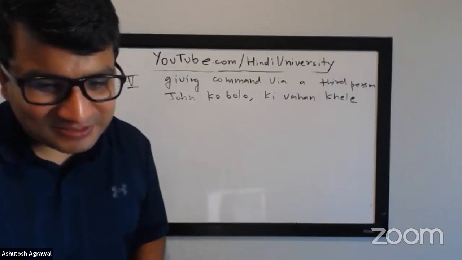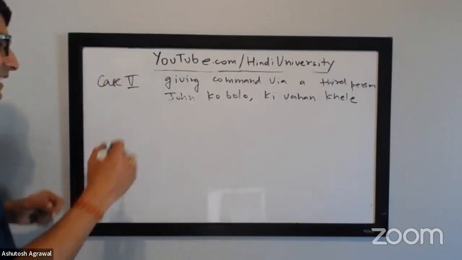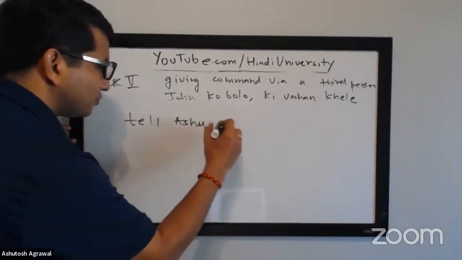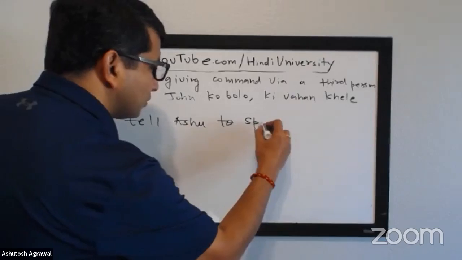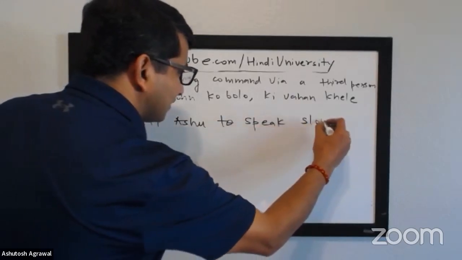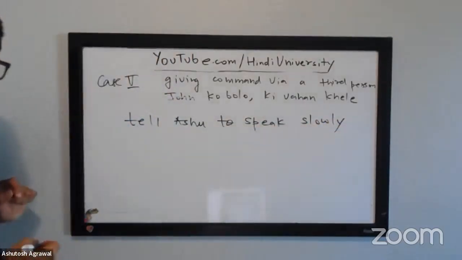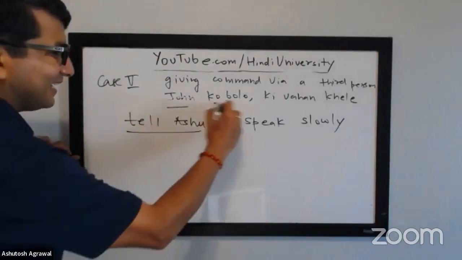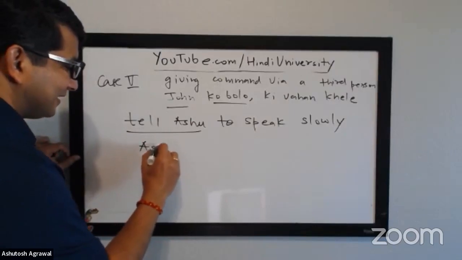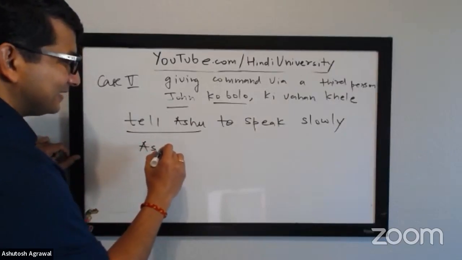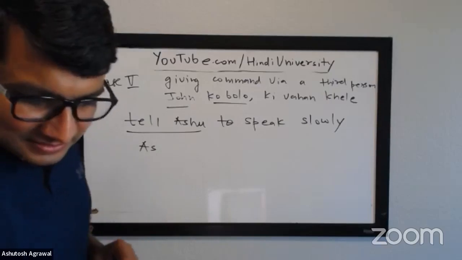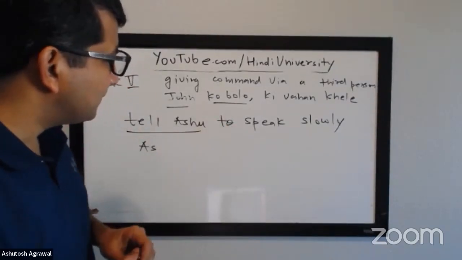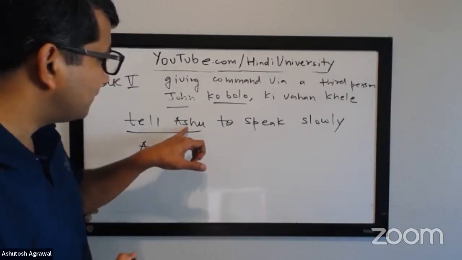Himani ji, you want to try it out? Let's say you want to tell Ashu to speak slowly. Oh, that's tricky. So, are we first? I have to decide if we are tum or ap. Is that right? Say one more time. First, I have to decide if you and I are tum or ap.